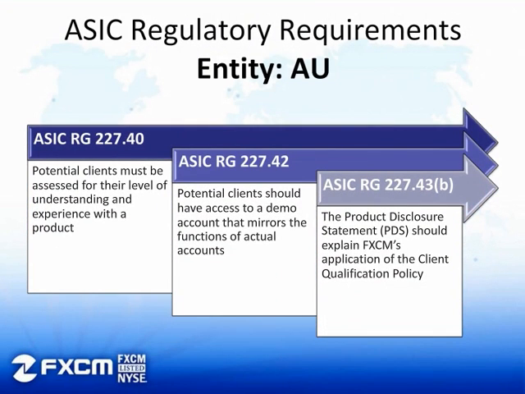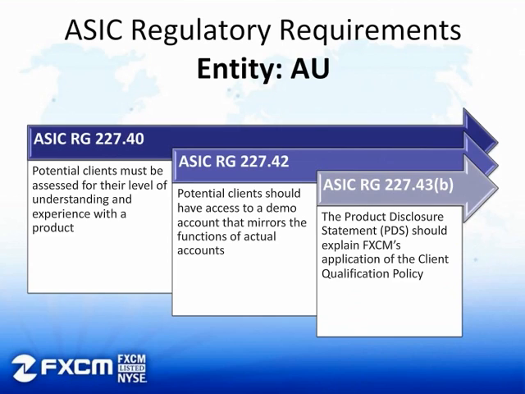FXCM-AU must adhere to the regulatory requirements set forth by ASIC, more specifically Regulations 227.40, 227.42, and the B portion of 227.43. Per ASIC Regulation 227.40, FXCM is required to assess potential clients against qualifying criteria that addresses their level of understanding and experience with a certain product. Examples of this criteria include previous investing experience with financial products, including securities and derivatives, understanding of leverage, margin, and volatility, understanding of the nature of CFD trading, including that CFDs do not provide investors with interests or rights in the underlying asset over which a position is taken, understanding of the processes and technologies used in trading, and preparedness to monitor and manage the associated risks.